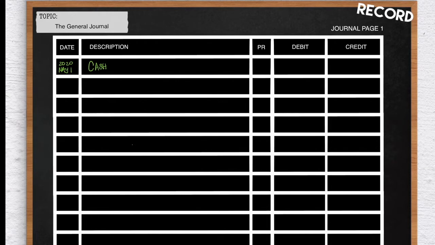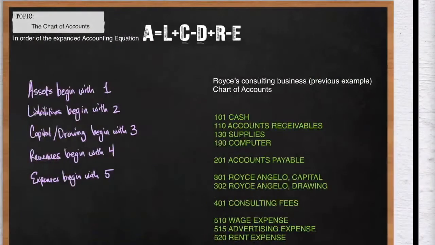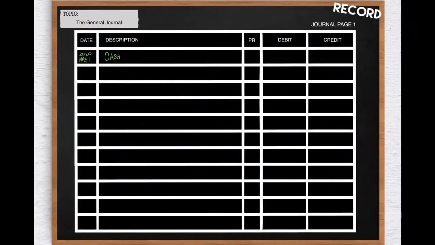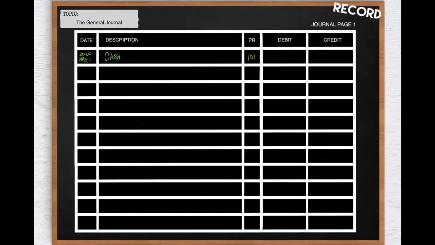Cash is being debited, so we're going to list that first. So there's our cash account. The post reference number is the chart of accounts number. So in this case, Royce's chart of accounts number for cash is 101. So you want to list that 101. So post ref is 101. Again, we're debiting cash for $50,000. I circled the wrong thing there, but it's still $50,000 either way. So $50,000, make sure you put that on the debit column because again, that's what we're debiting is cash for $50,000.